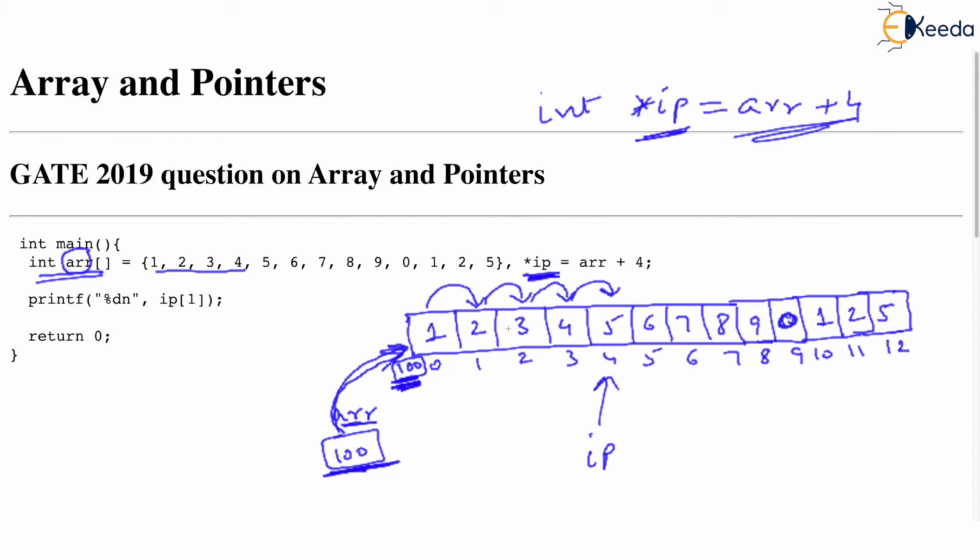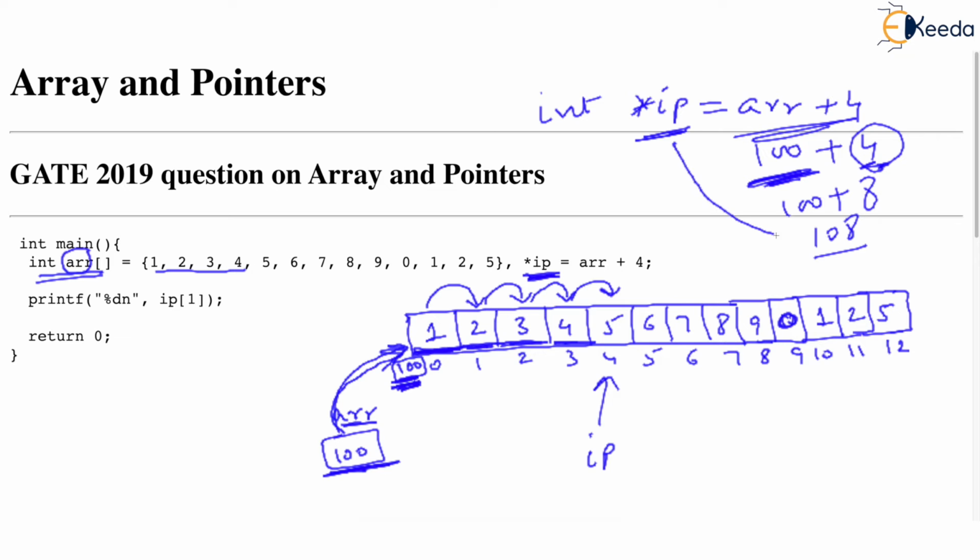Technically speaking, ARR is 100 and you are adding 4 to it. The value of ARR is 100, that's the base address, and you are adding 4 to it. Then whatever amount every integer takes, say every integer takes 2 bytes, then adding 4 to this int pointer means adding 8. So the address we will get is 108. That means IP will point to address 108.